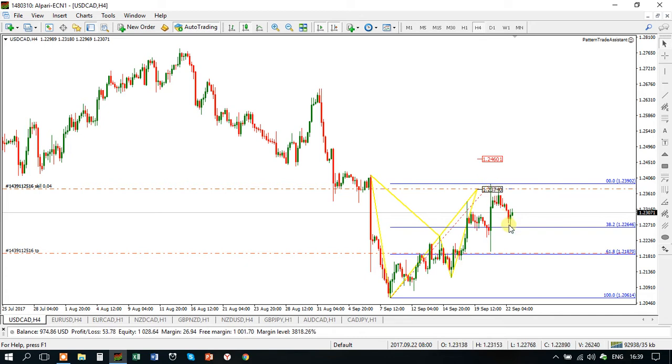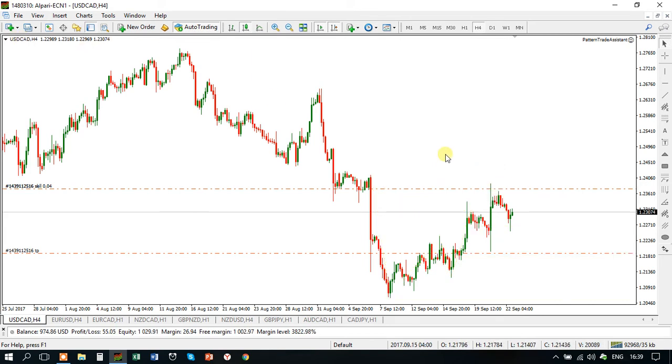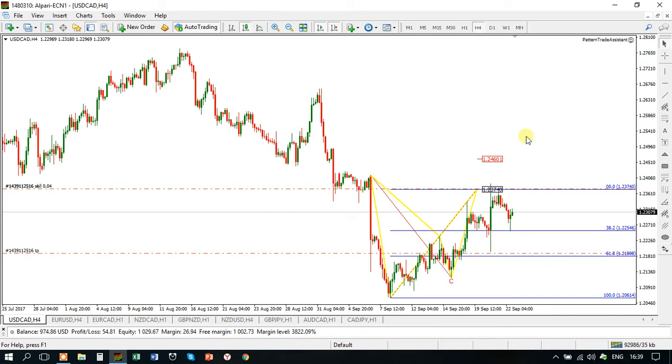It is a, what was it, dollar Canadian 4-hour Bat pattern. It was found this way. Just click on the first, click on the second, and the trade is set like this. The rest is done by Pattern Trade Assistant, which adjusts the targets.